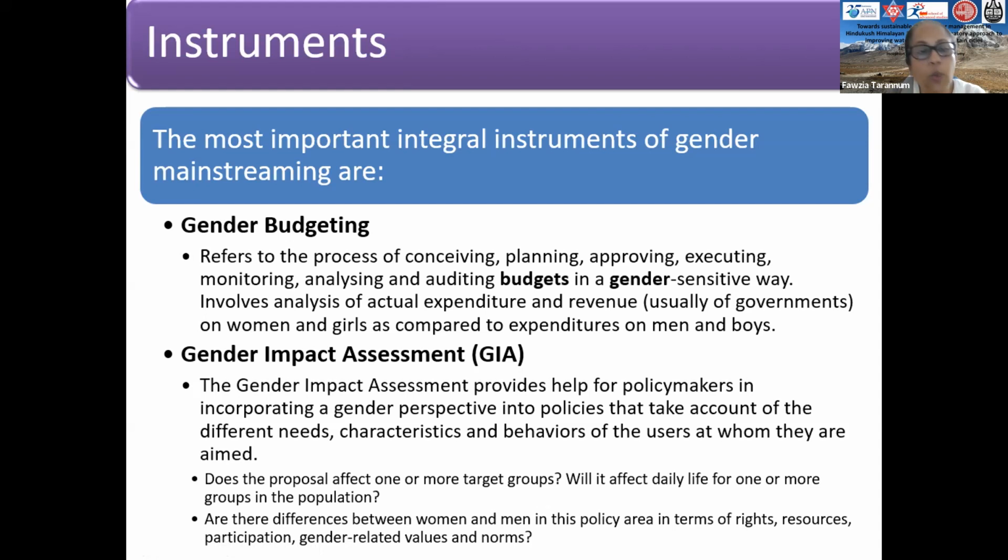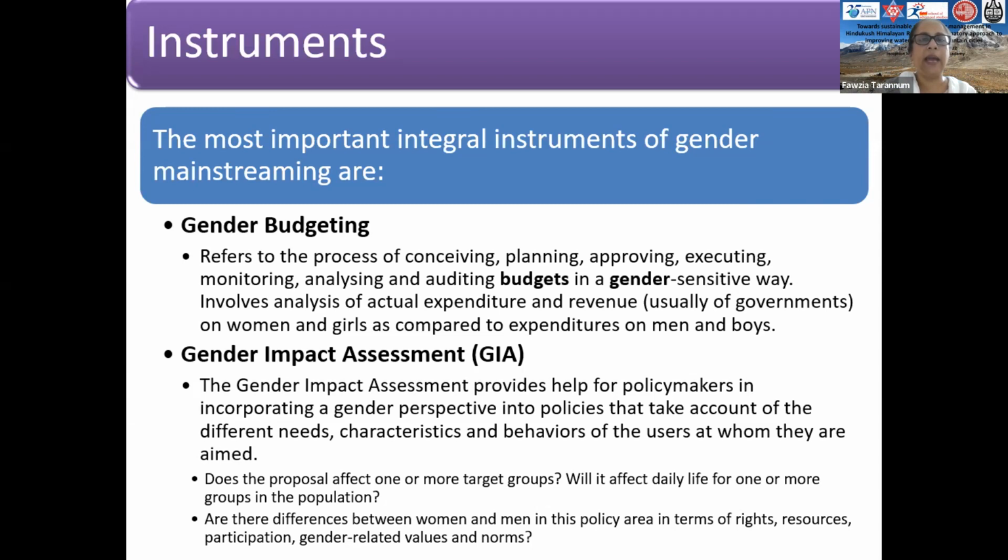Will it affect the daily life of one or more groups? Are there differences between women and men in this policy area in terms of rights, resources, participation, values, norms? We have to always keep in consideration that if you want to break barriers, there are a lot of norms that we need to violate or transcend. And transcending norms and culture isn't a very easy task. For a very long time you have to work with people to really emancipate them, take them out of that vicious cycle. The virtuous thing doesn't happen very easily.